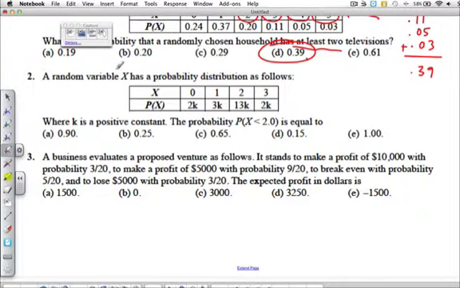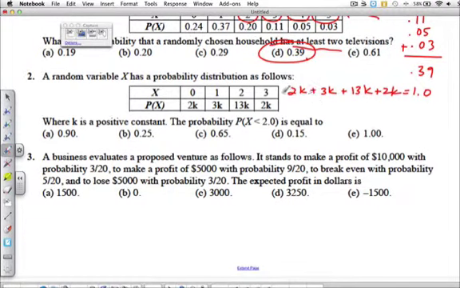In number 2, we have a different random variable X, and it has this probability distribution, 2K, 3K, 13K, and 2K. This one's kind of weird because we don't happen to know the value of K, this positive constant. We do know it's a constant, which means it doesn't change values, and we also know that these are the only values this probability can take on. So that means that 2K plus 3K plus 13K plus 2K equals 1.